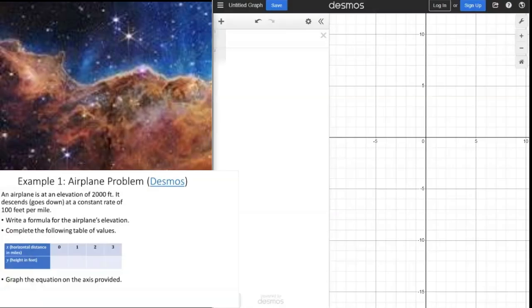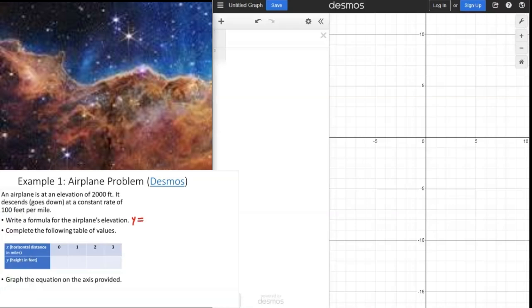In this problem here, an airplane is at an elevation of 2,000 feet. It descends, or goes down, at a constant rate of 100 feet per mile. First, we want to write a formula for the airplane's elevation. Now, we're going to let y be the airplane's elevation, based off of what we see in the table below.